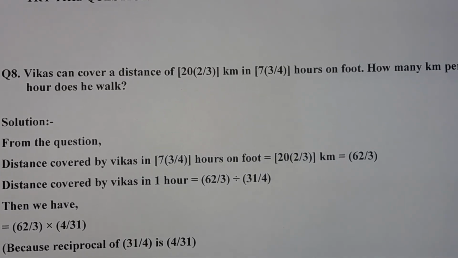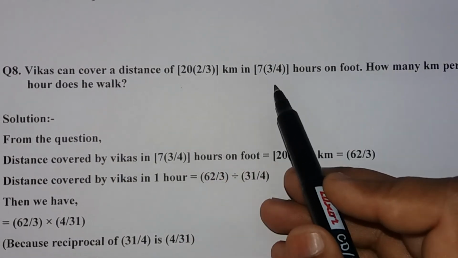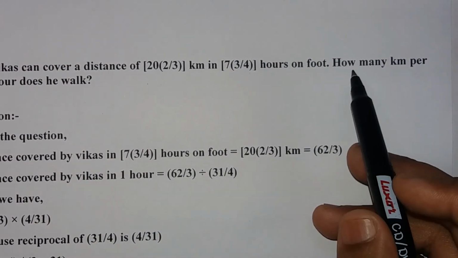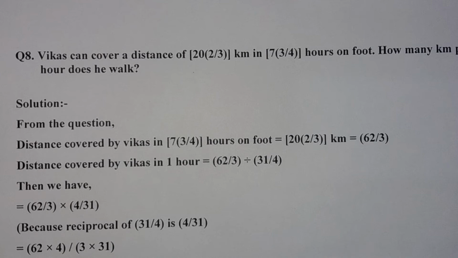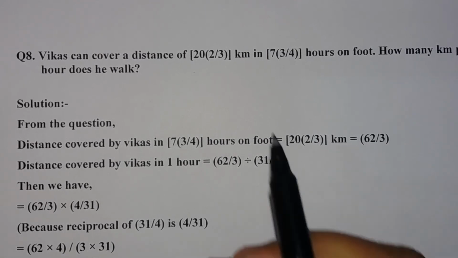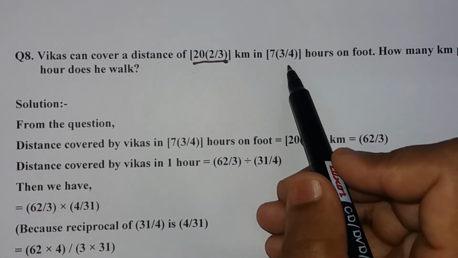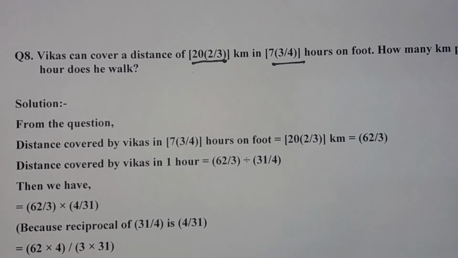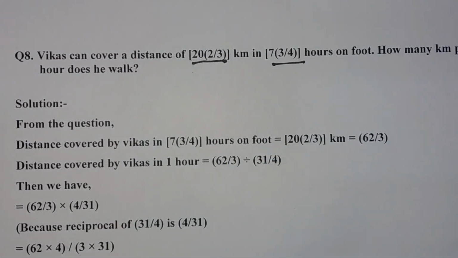In question number 8 we are given that Vikas can cover a distance of 20 whole 2 upon 3 kilometers in 7 whole 3 upon 4 hours on foot. We have to tell how many kilometers per hour he walks. So we have been given two things: the distance 20 whole 2 upon 3, and 7 whole 3 upon 4 hours, which is time. Distance and time are given, and we have to find kilometers per hour. That means we have to find the speed, or what distance he covers in 1 hour.